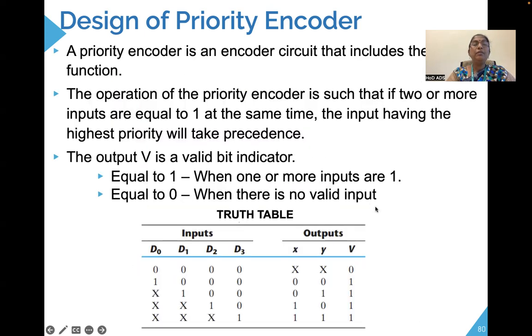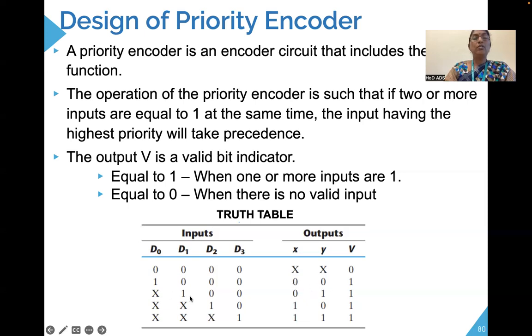So you can take up the inputs like this, and you have the outputs X and Y, and then the valid bit indicator. So you have 0, 0, 0, 0, we don't care about it, and V is also 0. Now, if you take D0 as 1 and all the other three inputs are 0, the valid bit indicator is equal to 1, and X and Y are 0.